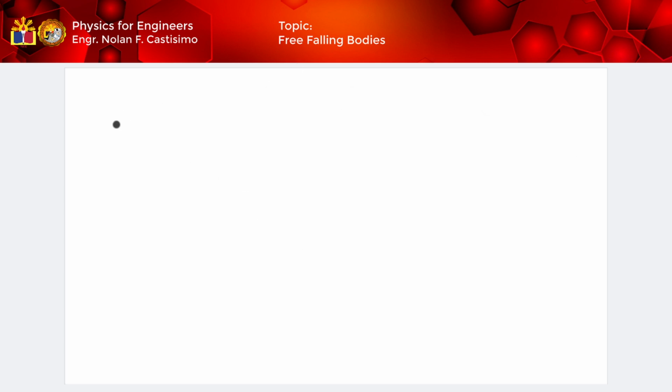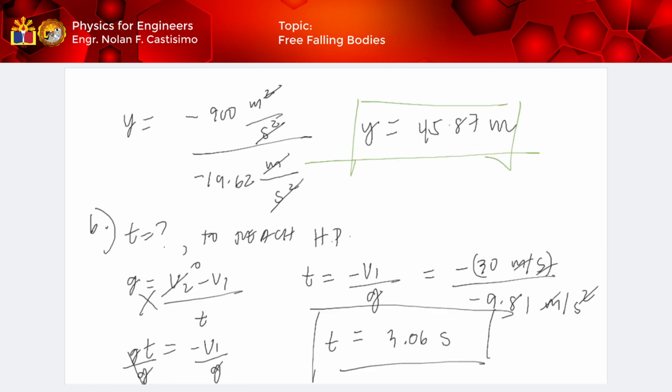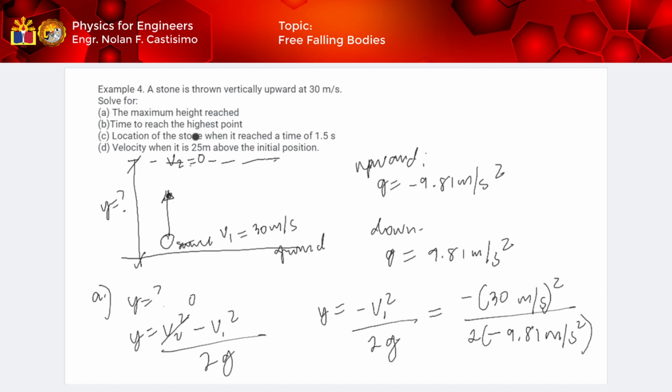So after 1.5 seconds, nasa 33.96 meters na ang height na naabot ng stone natin. Next, letter D. So, sa letter D, ang hinahanap natin ay yung velocity when it is 25 meters above the initial position. So initial position in 25 meters, ano yung velocity niya?